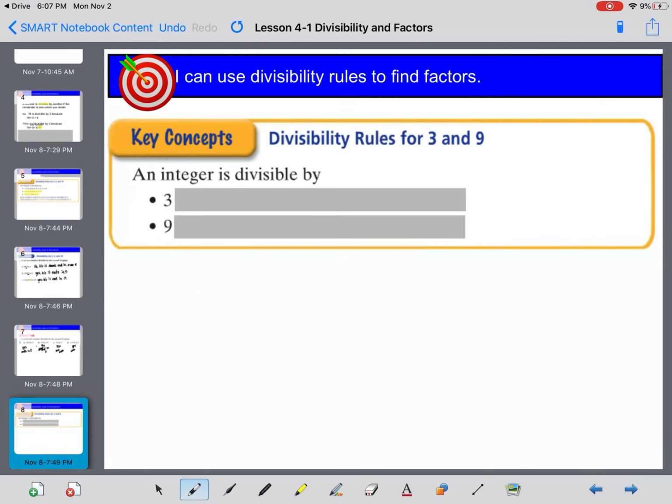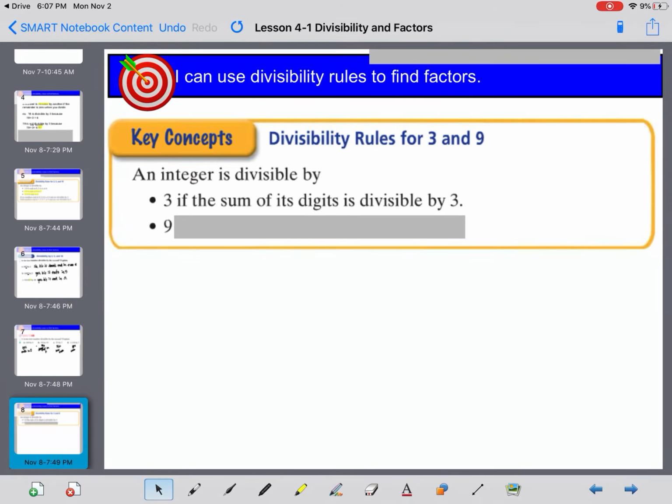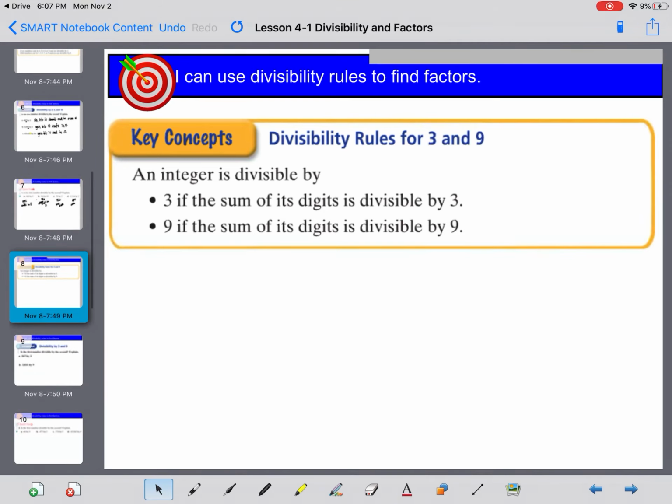Now, those aren't the only divisibility rules there are. An integer is divisible by 3 if the sum of the digits is divisible by 3. The number is divisible by 9 if the sum of the digits is divisible by 9. Make sure you get these written down, and then let's show some examples.